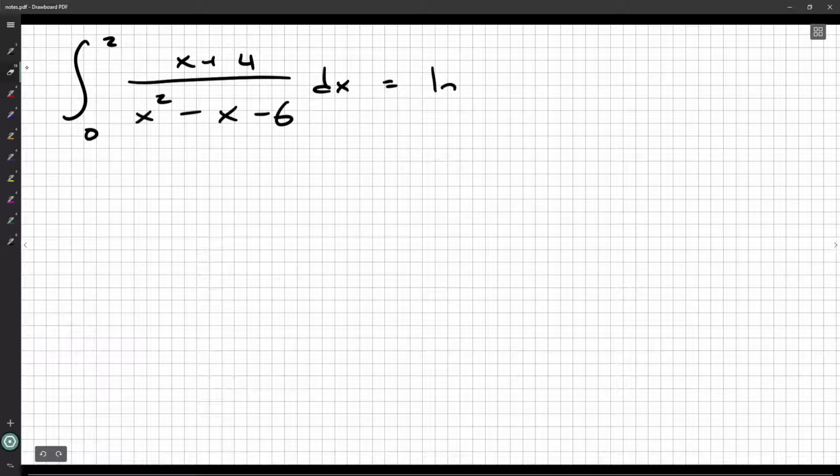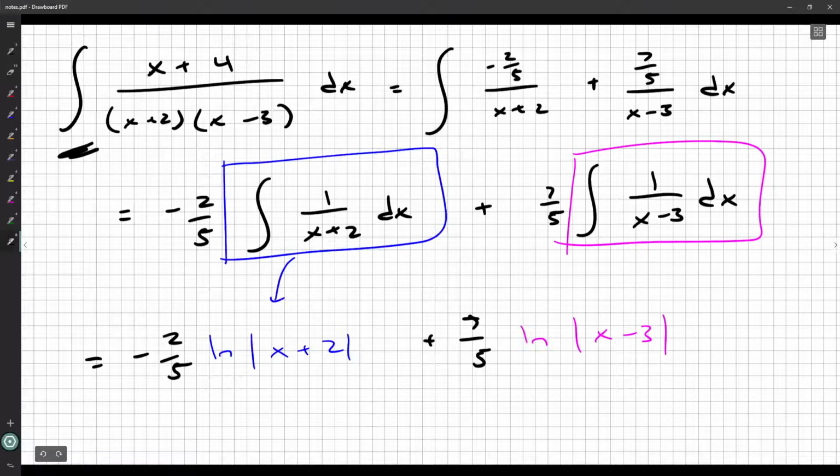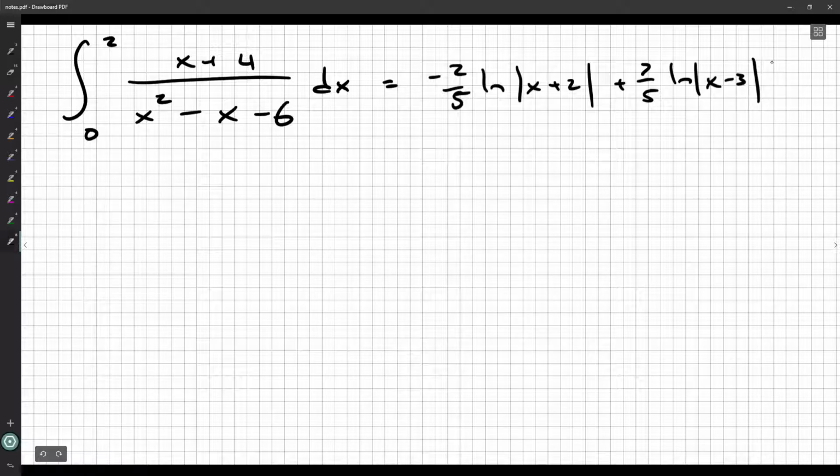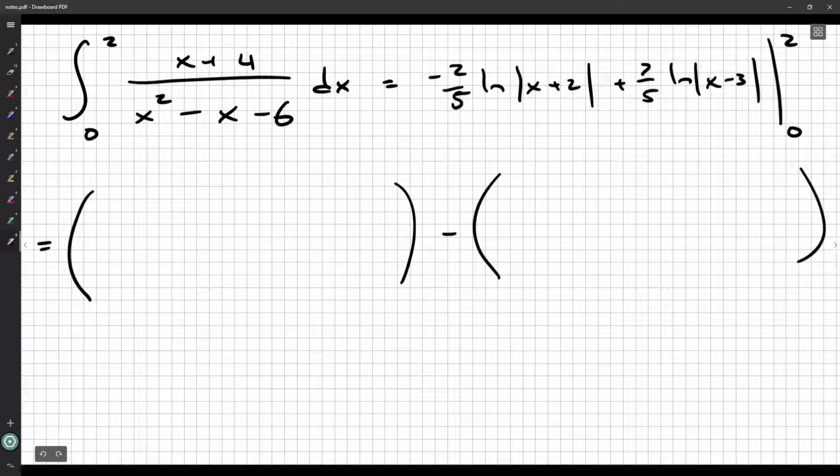Okay, so we take our negative 2/5 ln absolute value x plus 2, plus 7/5 ln absolute value x minus 3. And we'll evaluate that at 0 and 2, and we'll take the value at 0 away from the value at 2. So minus 2/5 ln, plug in 2. 2 plus 2 is 4. Absolute value of 4 is just 4. So we'll just say ln of 4.